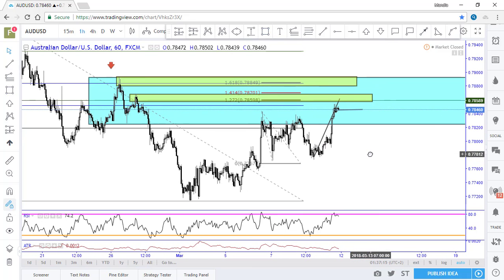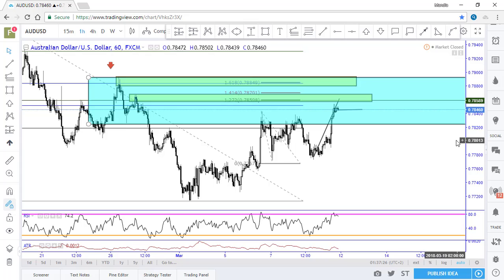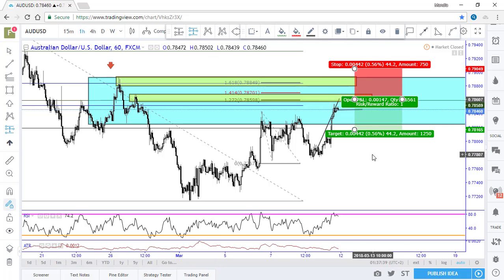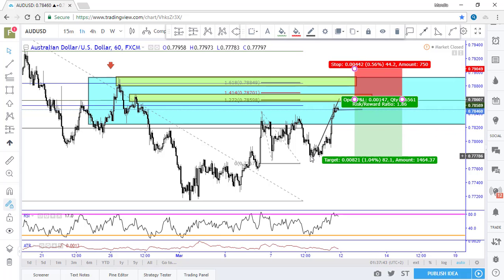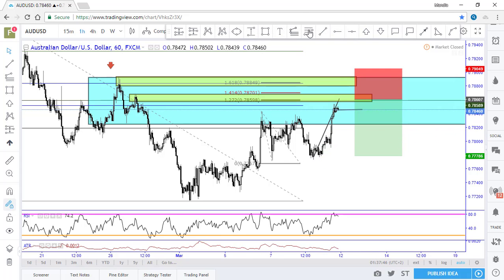Now the question I have to answer is a question of risk to reward. What if I enter at this price point? What type of risk to reward will I have, and will I be able to afford it? Will I have a smaller risk to reward than I would have at this point? If you would potentially enter at this point, you would have to take your profits right here.